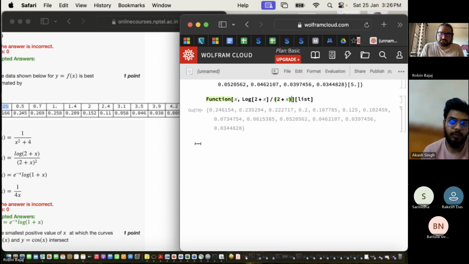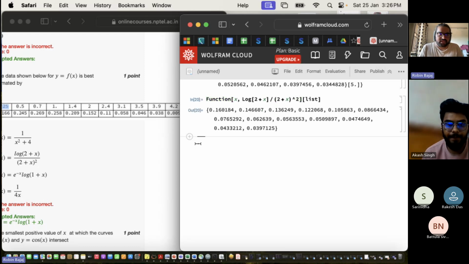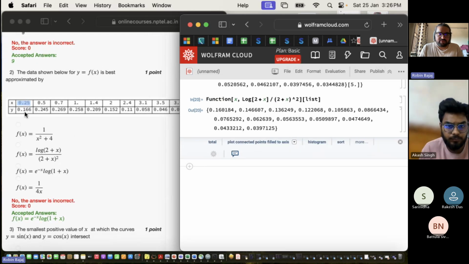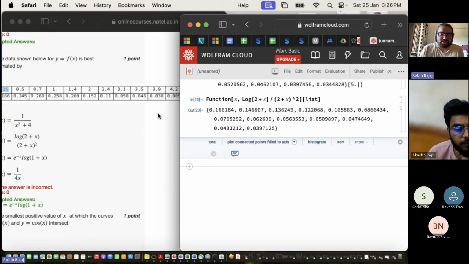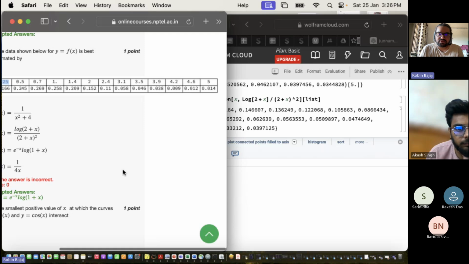2x square. Okay, so let's do this. It is okay. The first number is a good match, the second is not at all, the third is not at all. See, this is not a good way, because ideally you should find the deviation error of these values from the values which are given. And the one for which the norm of that deviation is the least is the best fit. But we can clearly see it doesn't look like a good fit at all. Even the last values don't match at all.